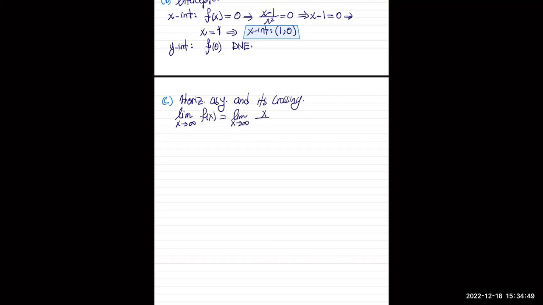The function is x over x squared minus 1. Take the leading terms. On the top, it's x. The leading term on the bottom is x squared. x over x squared is 1 over x. And 1 over x is going to go to 0 when x gets big. So the horizontal asymptote is at y equal to 0.